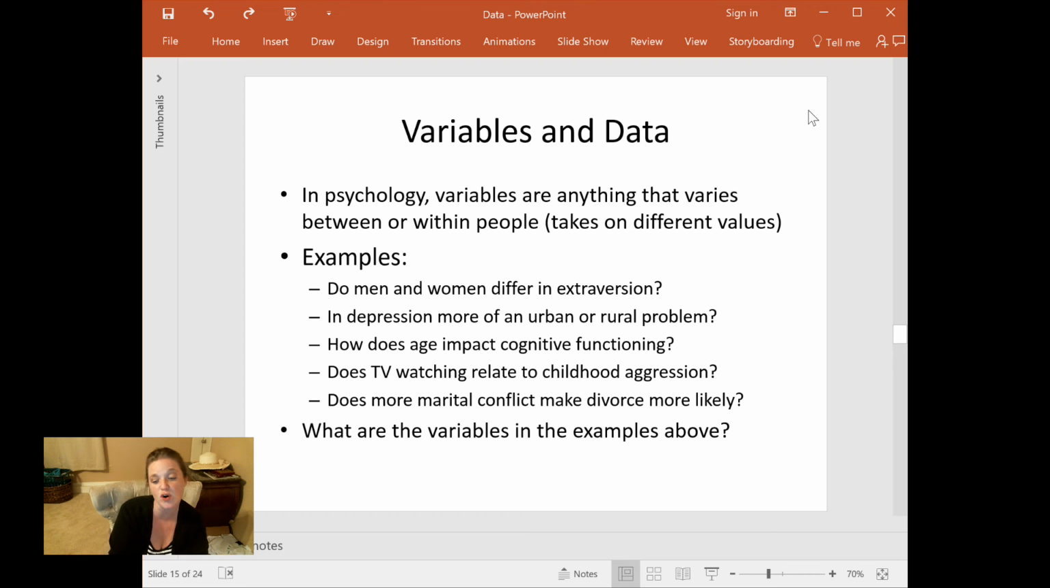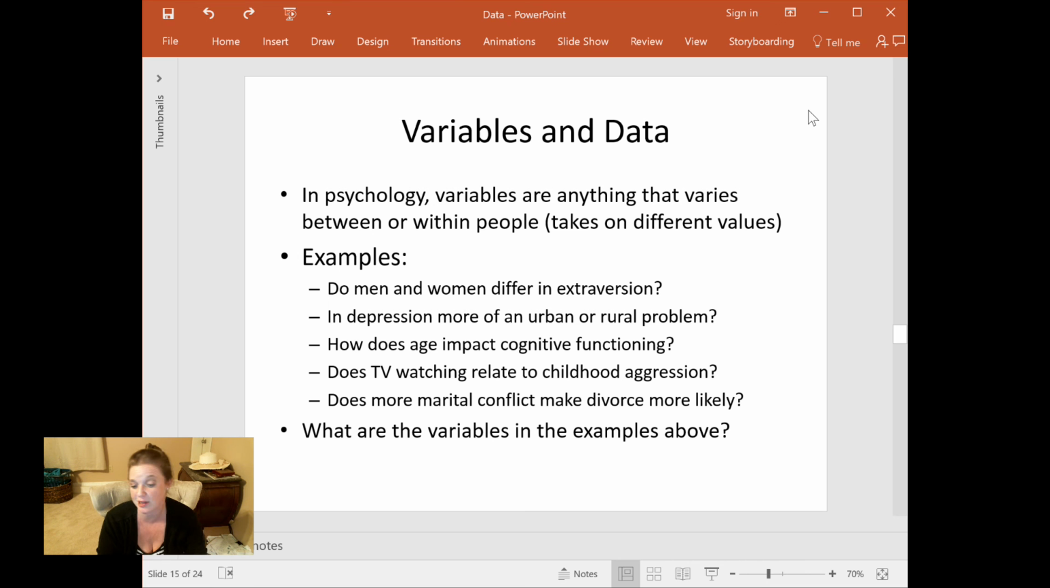Is depression more of an urban or rural problem? Well, depression is a variable, and I'm probably going to measure it from high to low, where I'm going to give people a survey about their depression that asks them a bunch of different questions where they circle how worthless do you feel from 1 to 7? How guilty do you feel from 1 to 7? How often are you crying every day from 1 to 7? Where they're giving me answers about the extent of their depression, high to low. So we have a quantitative variable. Urban versus rural, of course, is going to be a qualitative variable. Do you live in an urban area or a rural area?